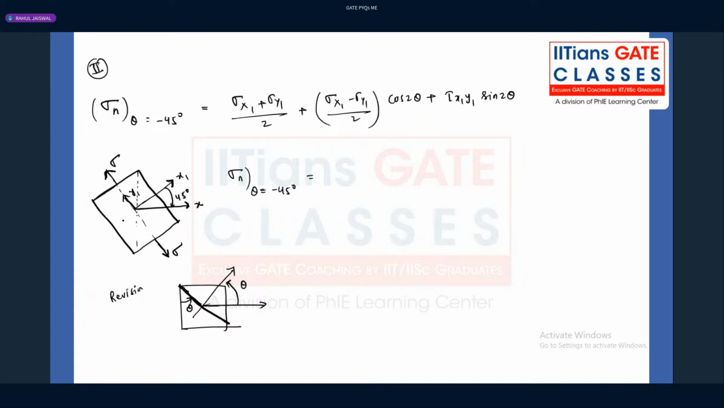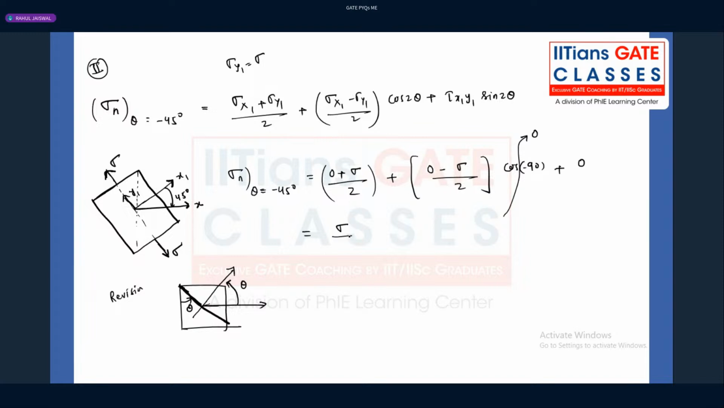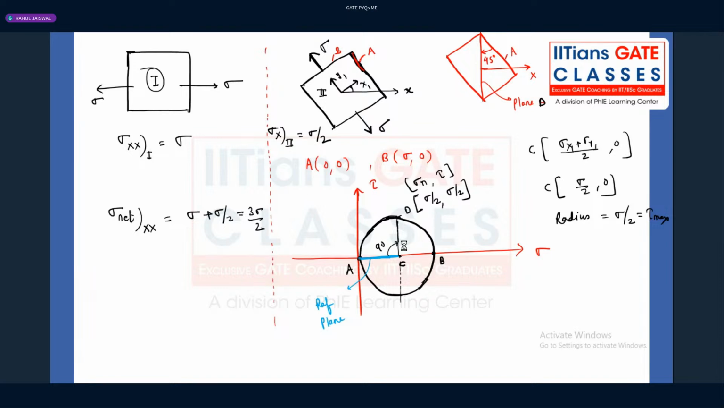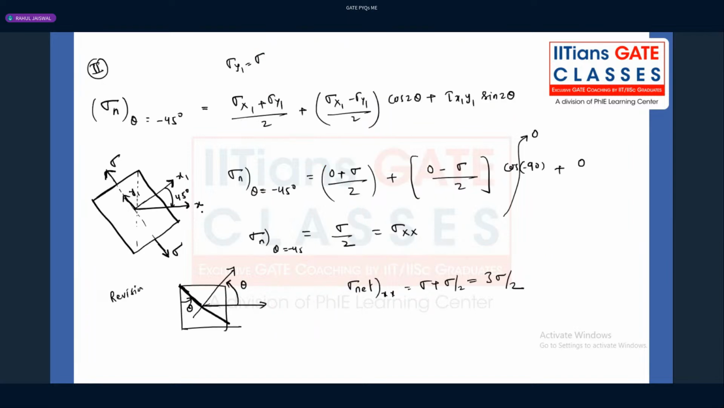How much is the value here? Sigma x1. What is sigma x1? And sigma y1, what is sigma y1, guys? It is sigma, 0 minus sigma by 2. What is cos 90 degrees? Minus 90 degrees, again 0. Tau x1y1 is 0. So what you get, guys, once again, is sigma by 2, which is also equal to sigma xx. So again, the net stress in the xx direction is sigma plus sigma by 2, which is nothing but 3 sigma by 2. So either by the Mohr circle or by the analytical method, your answer must be the same, right?